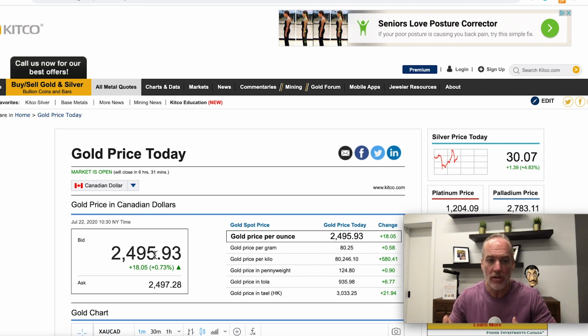And that's going to change a lot depending on the value of the Canadian dollar in relation to the US dollar. Because the gold is priced out in US dollars, if the Canadian dollar gets stronger, we can actually get more gold for our Canadian dollar. As the Canadian dollar gets weaker, we have to pay a higher price for the physical gold and silver that we're buying.